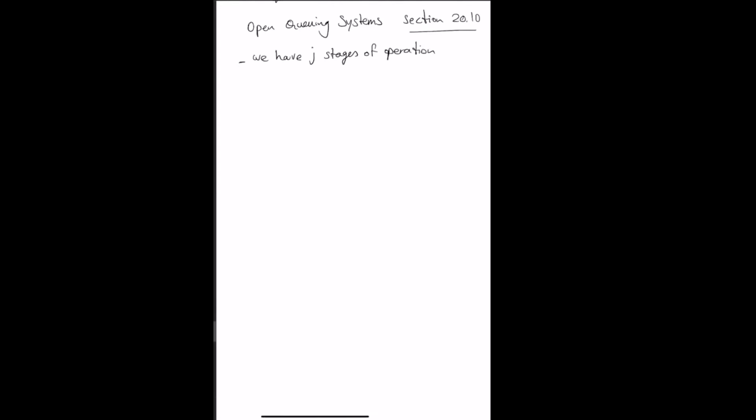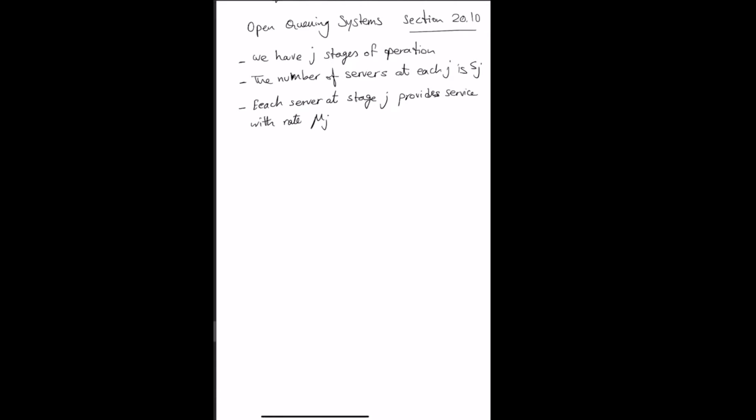The number of servers at each stage j is Sj. So the number of servers at stage 1, we call it S1, at stage 2 is S2. So this is just notation. There's nothing tricky about it. And the servers at each stage j provide service with the rate of mu j.